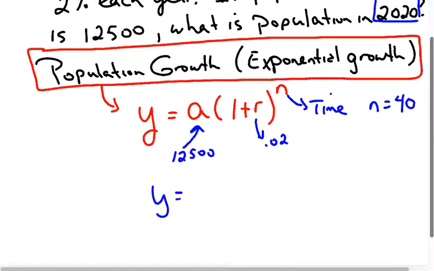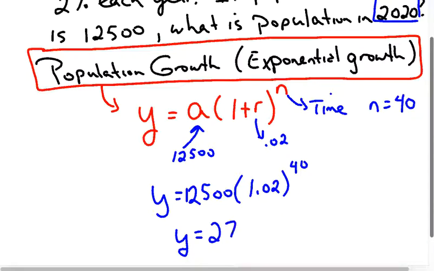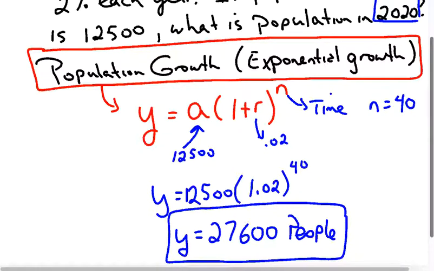So we got y equals 12,500, 1 plus 0.02 is going to be 1.02 raised to the 40th power. Putting that into a calculator, we get y is equal to 27,600 people. Okay. So after 40 years, the population has more than doubled. Okay, next question.